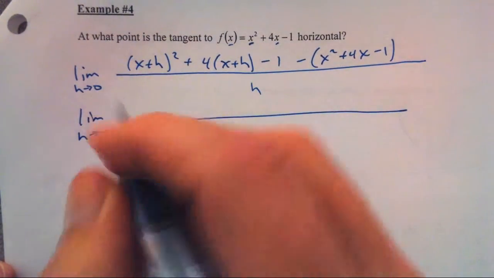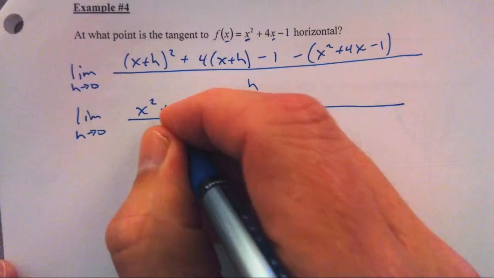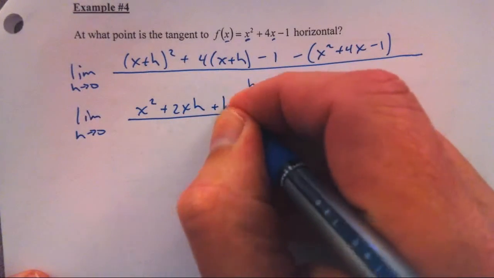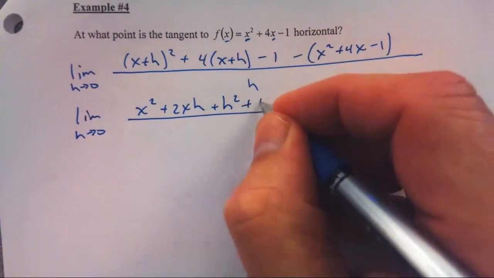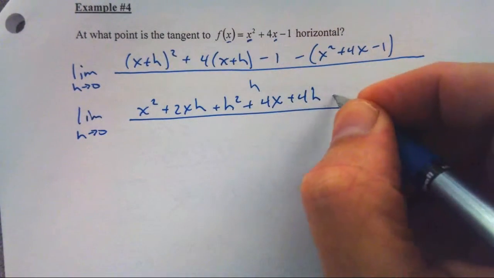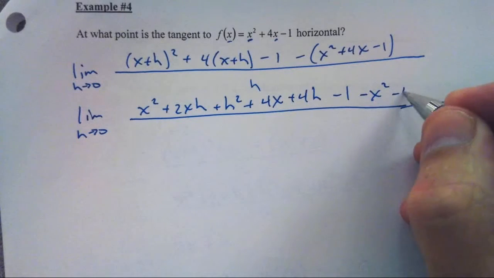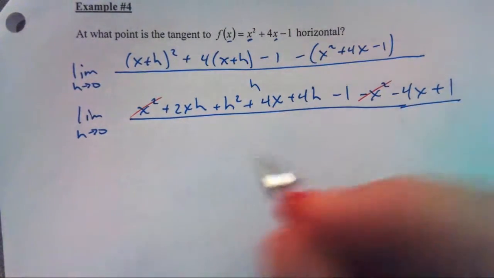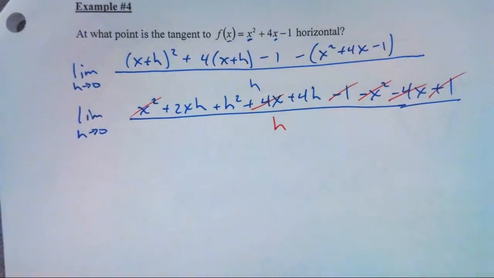Okay. FOIL. X squared. I think that'll cancel. Yeah, better. Plus 2xh. Will that cancel? Doesn't have to. Might. Plus h squared. Will that cancel? Doesn't have to. Plus 4x. Will that cancel? No h is better. Plus 4h. Might not cancel. Minus 1. Will that cancel? Yes. Better. Distribute the negative. Minus x squared, minus 4x, plus 1. So in that last quick step, I canceled the x squareds, I canceled the 4x's, and I canceled the minus 1. Everything else is on h.